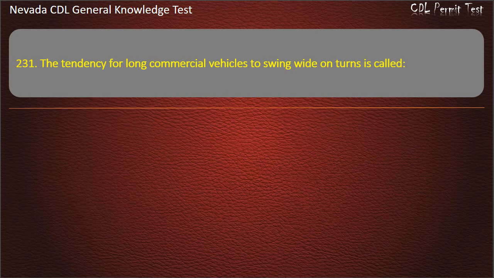Question 231. The tendency for long commercial vehicles to swing wide on turns is called off-tracking, fishtailing, hydroplaning. Answer. Off-tracking.